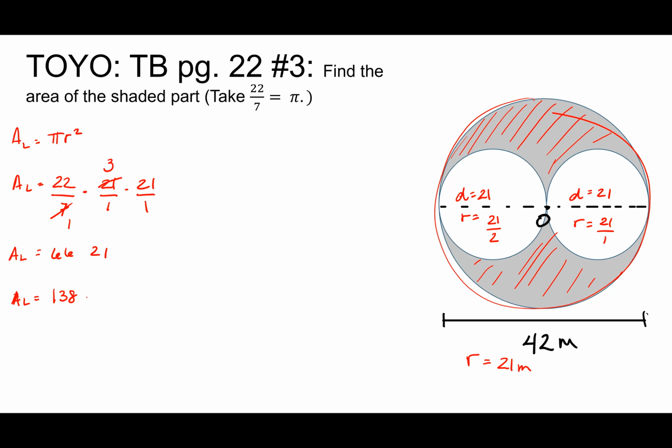Nice job. 1,386 meters squared. Good job. Okay, now let's find the area of the small circles. Can we do this all at once?